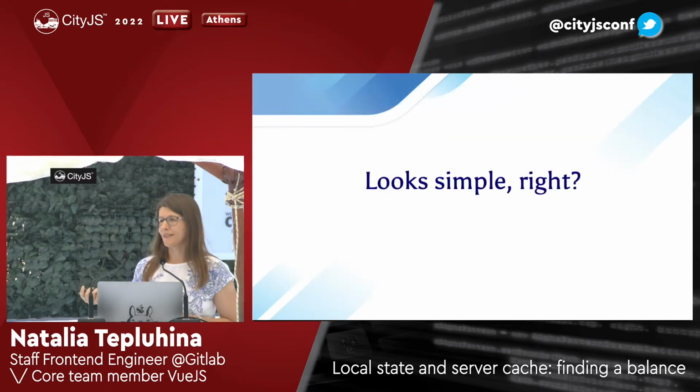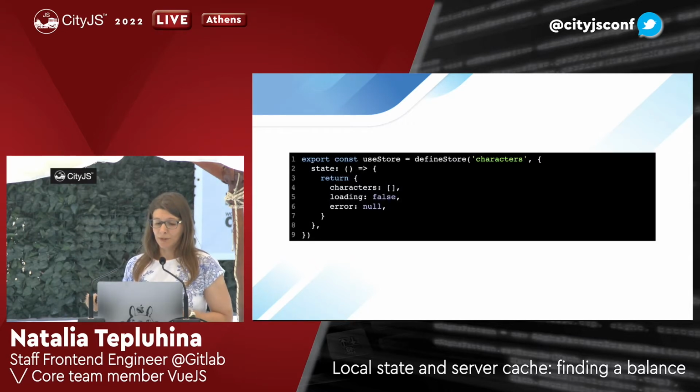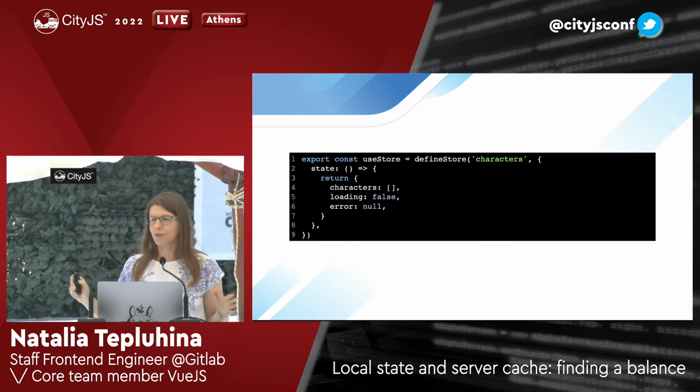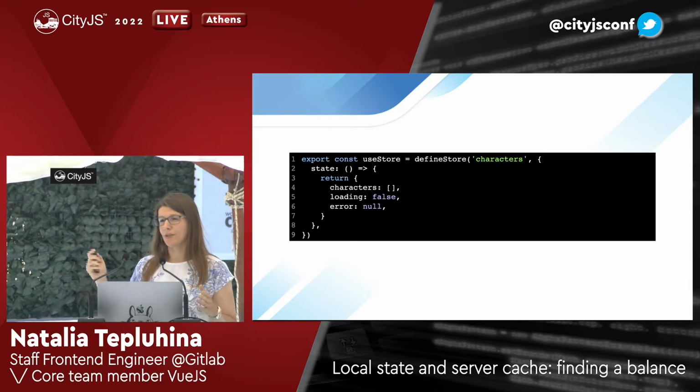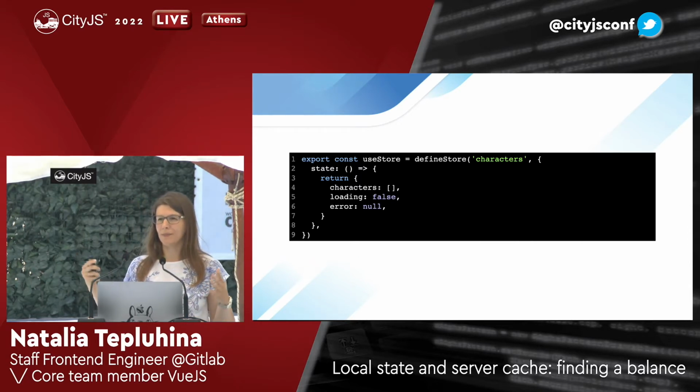Sounds simple, right? What is complicated about this? Well, first of all, we have two additional fields that are a basic requirement for any asynchronous operation, loading and error. Because you need to wait for the promise to resolve, and you need to display an error if something bad happens. Not a boilerplate, really.